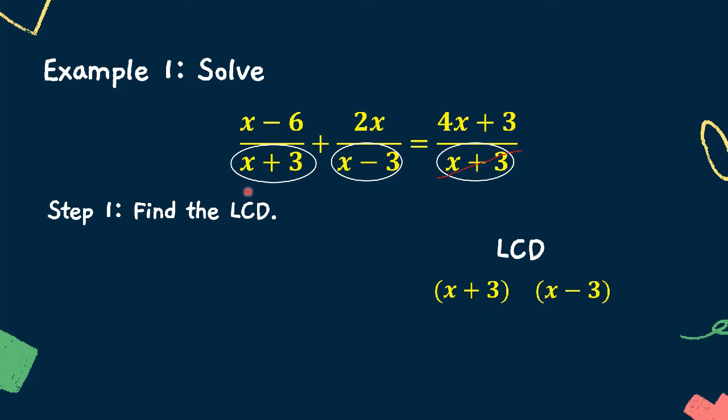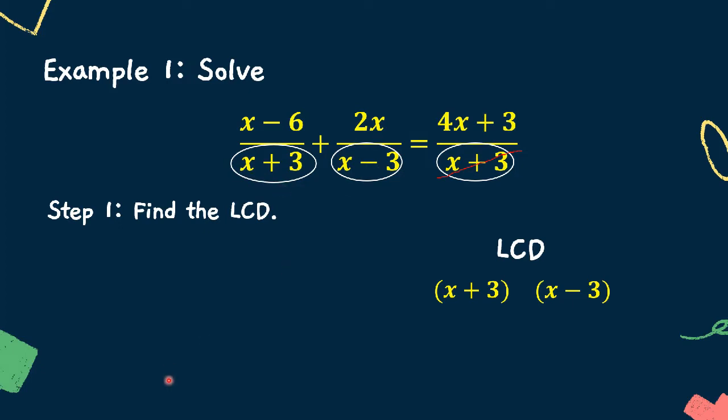Notice that the LCD is simply the two denominators which are different. We did not write x plus 3 twice because it is common, since we already have an x plus 3 here. So again, the LCD for this rational equation is x plus 3 and x minus 3. Previously, we simply multiplied the two distinct factors, or the two different factors.